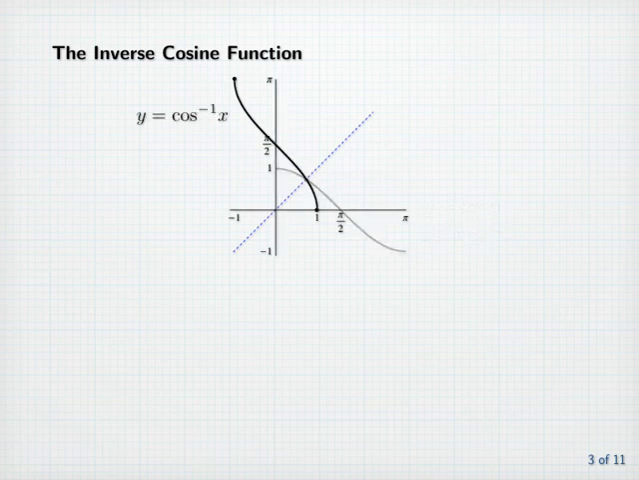This is the graph of the inverse cosine function. Its domain is the closed interval from -1 to 1, and its range is the closed interval 0 to pi. All of this comes down to the following definition.